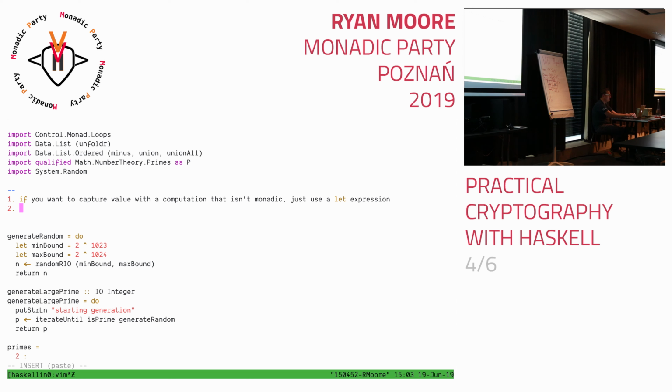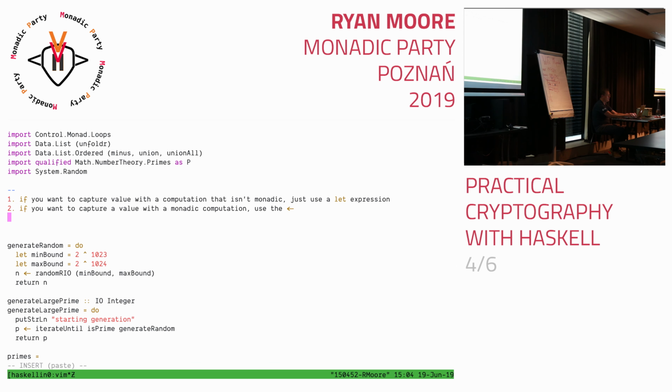Second rule is, if you want to capture a value with a monadic computation, use the backwards arrow. So that's the example here. random RIO returns a type that is a number wrapped in the IO monad. And so in order to capture that number for use later on, we use the backwards arrow.